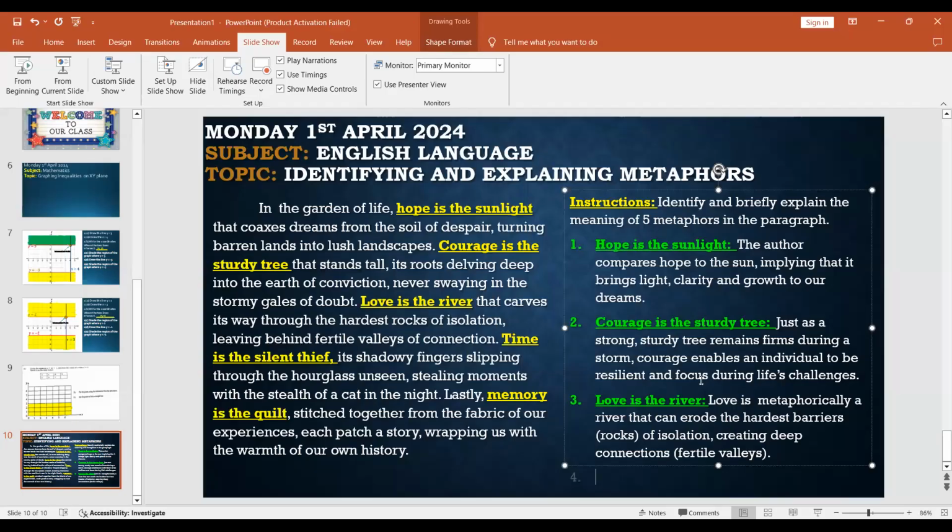Let's go on to number four. What is the fourth metaphor that we have? Time is a silent thief.